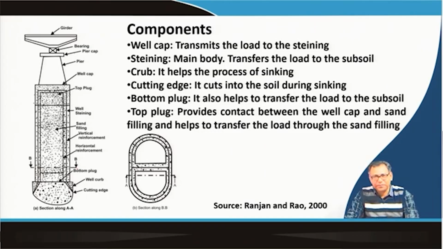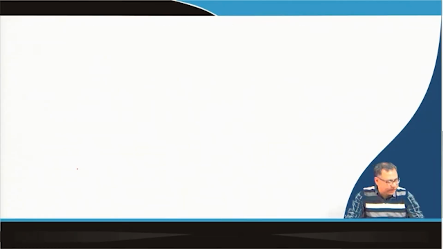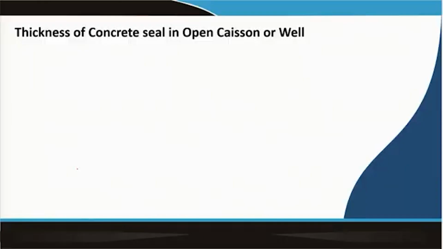Otherwise it will go in the upward direction. So how this buoyancy force can be taken care of, those things will be discussed in the next class, because based on that we have to decide the required thickness of this concrete for the open caisson. So I will discuss in the next class the thickness of the concrete seal which is applied during the open caisson, so that we can prevent that buoyancy force. There are other issues also, so those will be discussed in the next class.